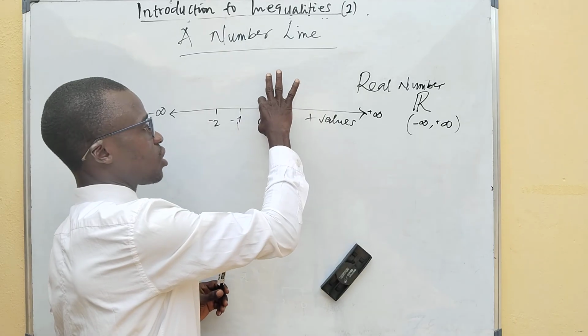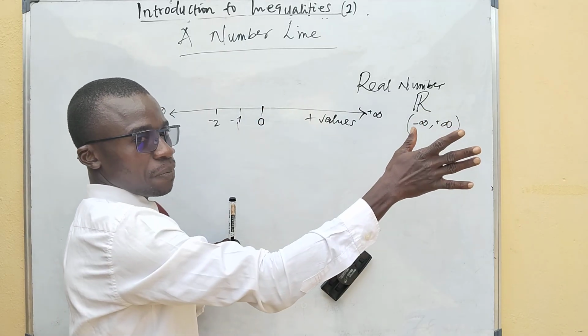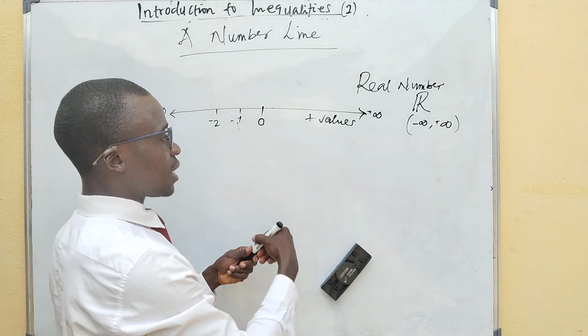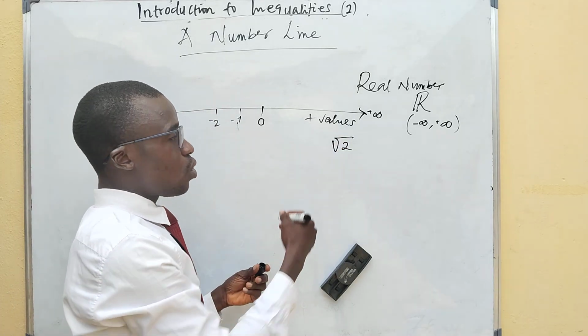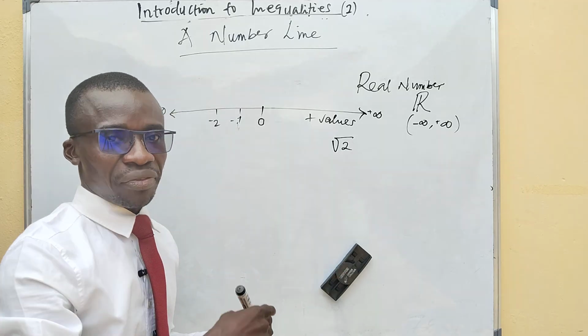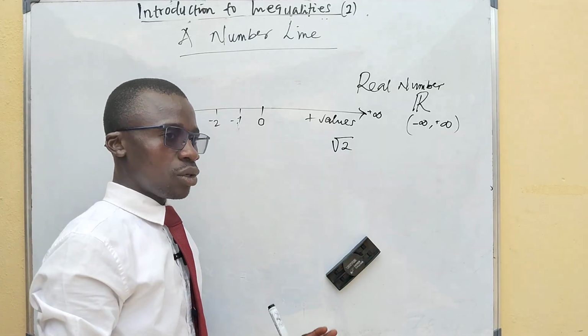In natural numbers, we talk about the set of numbers starting from here till infinity. Then irrational numbers like the square root of 2. We also have decimal numbers and fractional numbers. All those numbers are called real numbers.